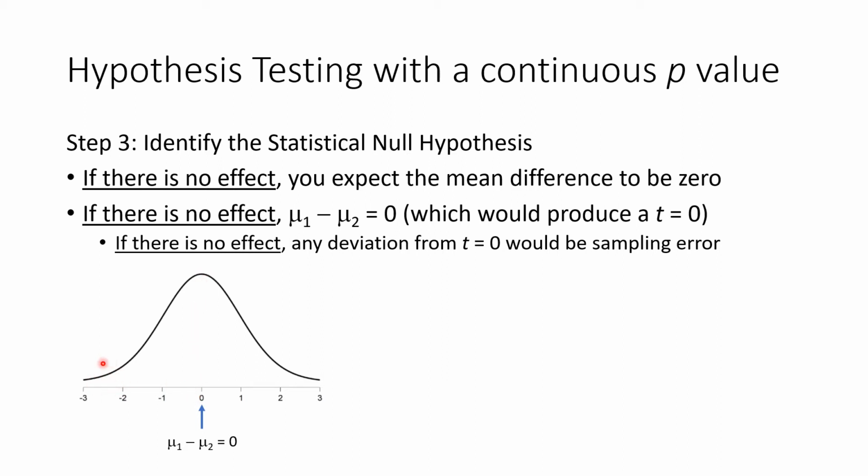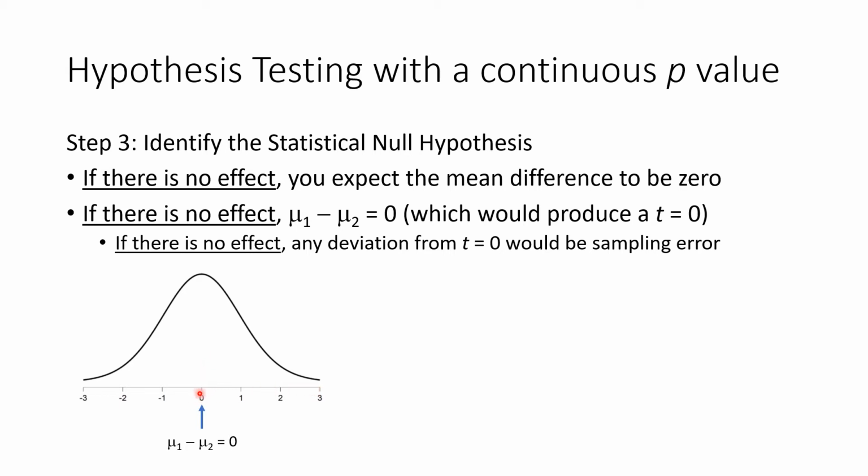If you get something way out in the tails, you're going to get a t value far from 0 on the negative end or far from 0 on the positive end. You're going to get a low p-value, which again will be compelling evidence that the null hypothesis is probably not true.